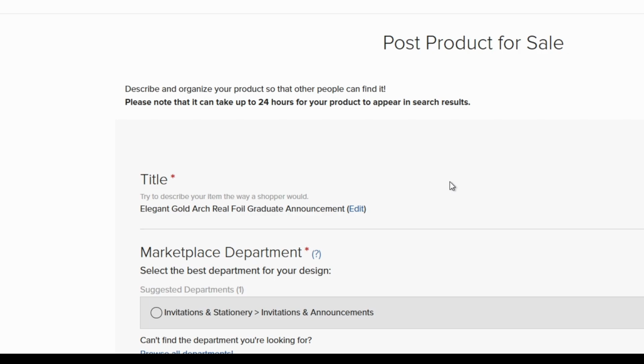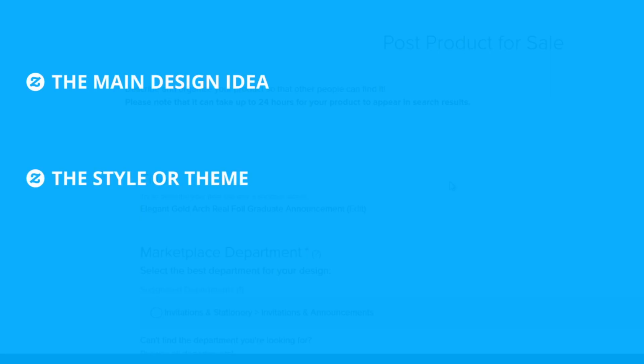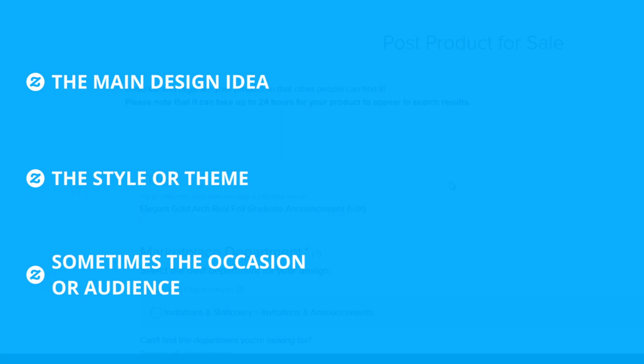So in general, you have two main approaches with titles. Let Zazzle automatically add the product type, or override it when you want to name the design more specifically. So a good Zazzle title should usually include the main design idea, the style or theme, and sometimes the occasion or audience. And of course, keep it natural and readable.